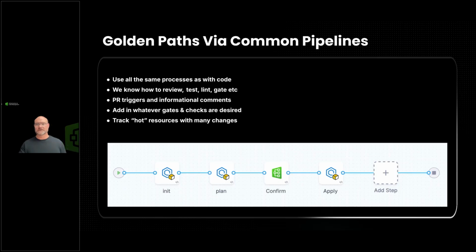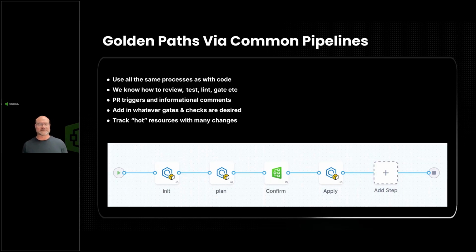Also mentioned CI/CD pipelines. And obviously, this is bringing in more of the infrastructure as code side of things. If we can treat our infrastructure really like code, then we can use all the same processes that we do currently with code. We know how to review it, we know how to test it, set gates, set lints, etc.